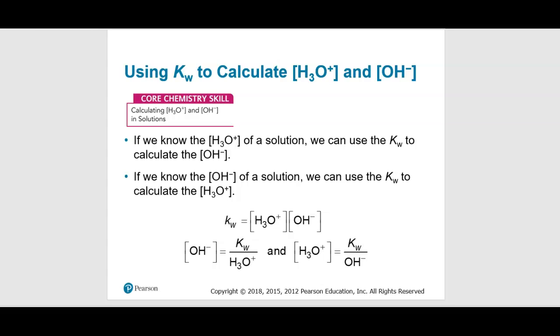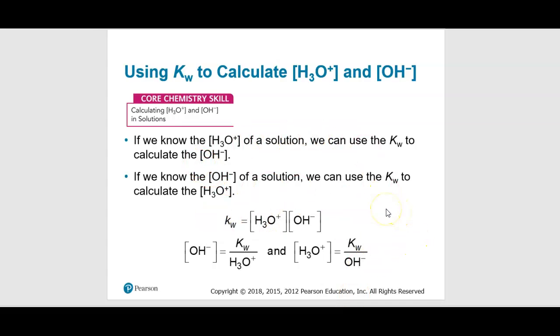All right, I already said that if you notice, K sub W is always a constant. We're at constant temperature, of course. It's 25 degrees Celsius. And the product of the hydronium ion concentration and hydroxide ion concentration is 1 times 10 to the minus 14th. So if you know one, you can calculate the other. And that's really the point this slide is making.